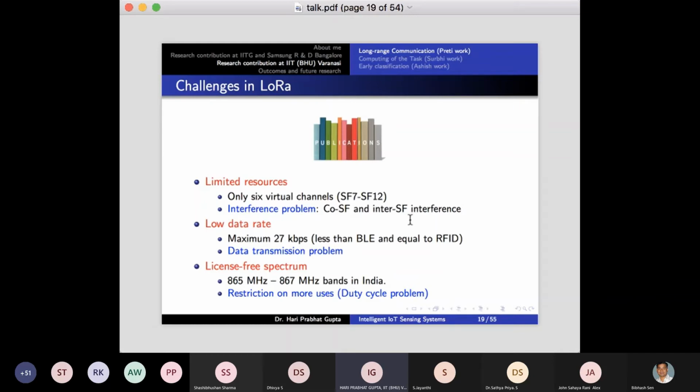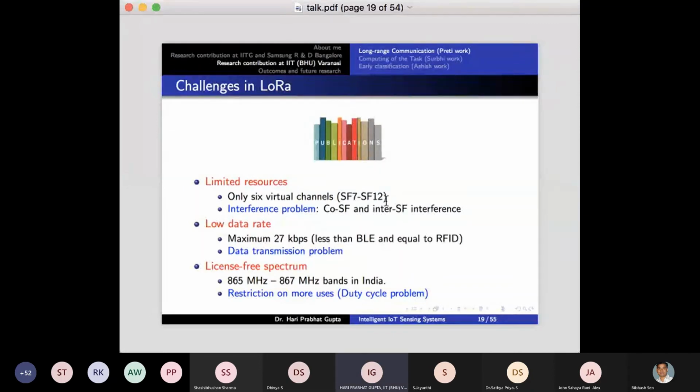That means 6 devices can connect directly to one LoRa gateway at the same time, with everything else the same, such as the bit rate and other parameters. So this is SF factor 7 to SF factor 12, and 6 devices can connect. If a seventh device wants to connect, then definitely it needs to wait for some time.